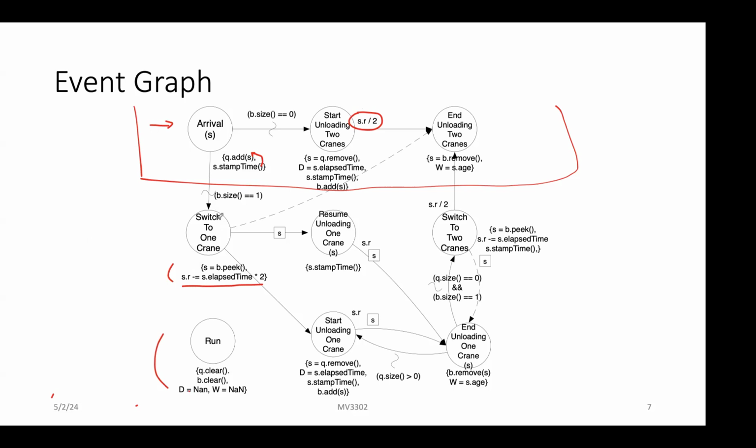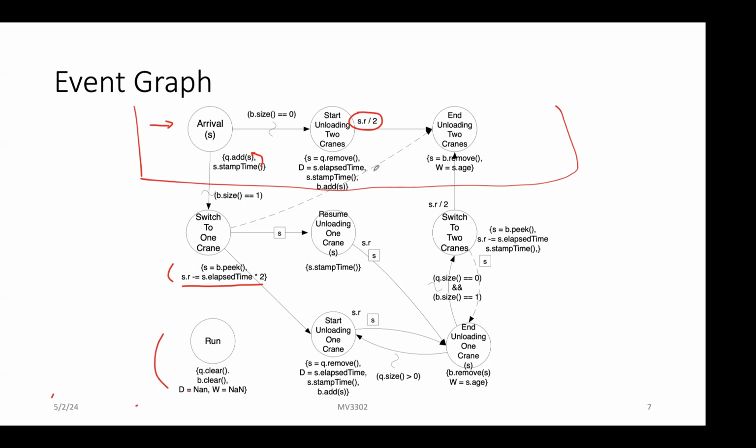Okay, so now what needs to happen? Well, first we need to cancel this end unloading of 2 cranes event, because that ship that was in the berth had previously scheduled it. We need to make sure that's not there anymore. So it's just a canceling edge. Since this event has no arguments, we don't need to pass any on the canceling edge.